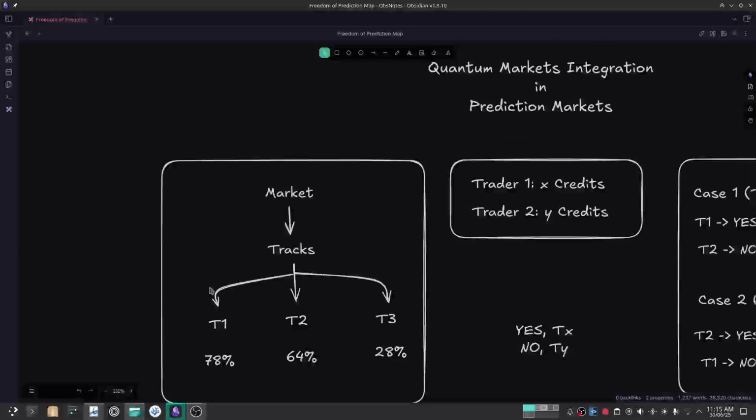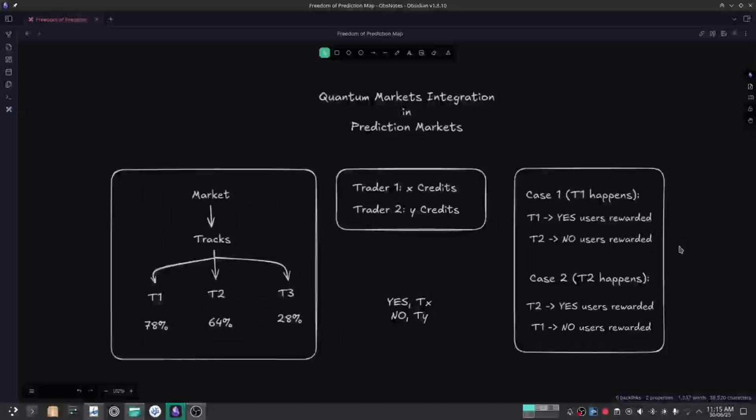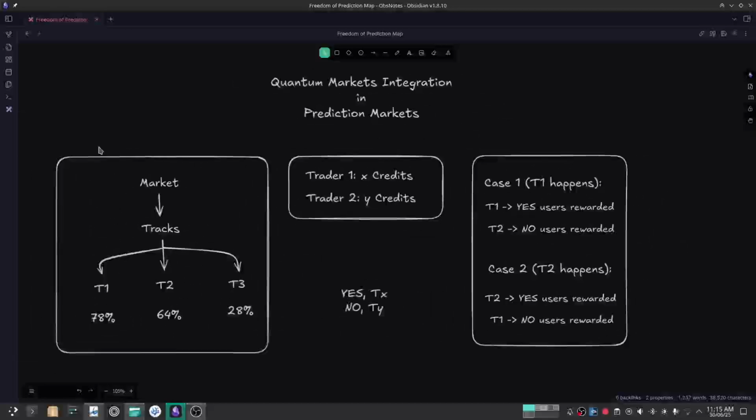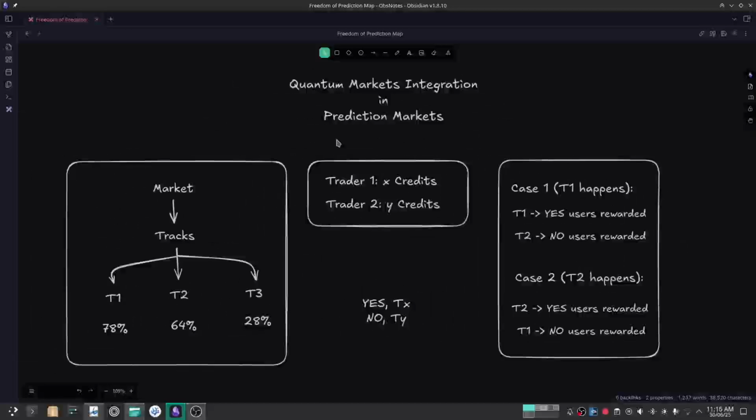In quantum markets you can use the credits that you have in all the markets individually. So you can use X credits for trading in the T1 track, all the X credits in the T2 track, and all the X credits in the T3 track. The other trader can also do the same by trading all the Y credits in the T1 track, T2 track or T3 track. So there are two cases of resolution here.